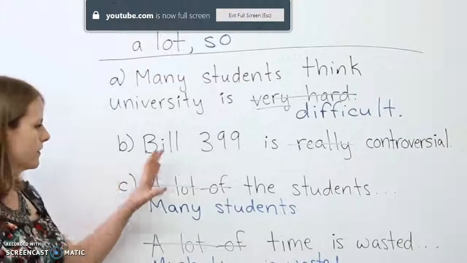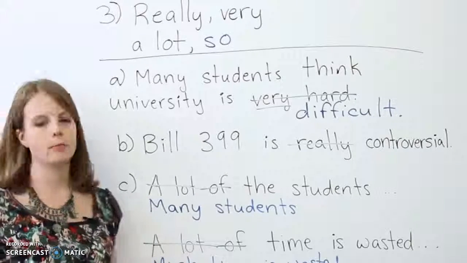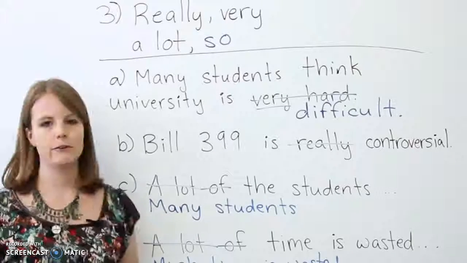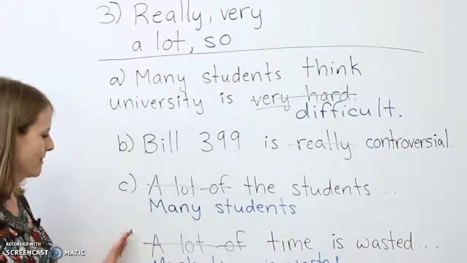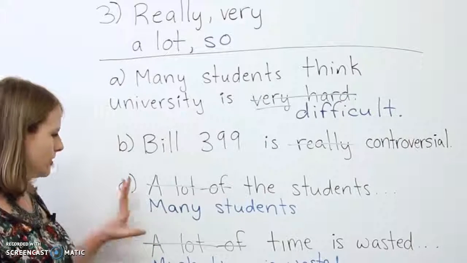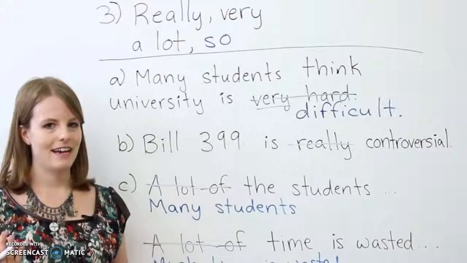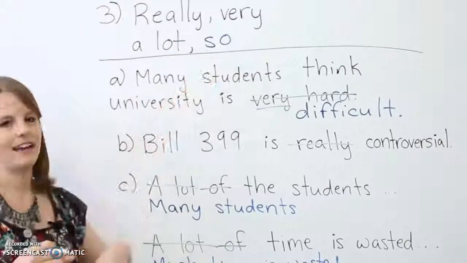So instead of a lot of the students, now we have many students. Many students face problems in their first year of university. Much time is wasted because of procrastination. Okay? So many and much are both words that are better to use than a lot. And again, the rule is avoid the usage of really, very, a lot, and so.